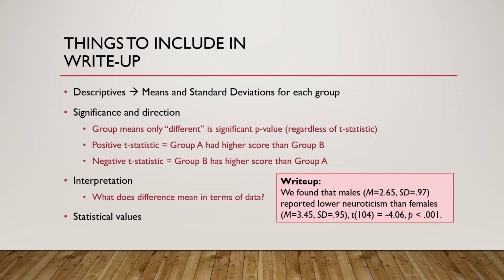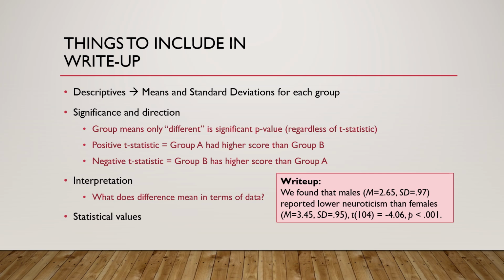All of that output data you just pulled needs to go in your write-up. So the descriptive statistics for males and females needs to be in your write-up. For males, it was a mean of 2.65 and a standard deviation of 0.97, whereas females had the 3.45 mean and a standard deviation of 0.95. You also want to include in your write-up the significance and the direction.